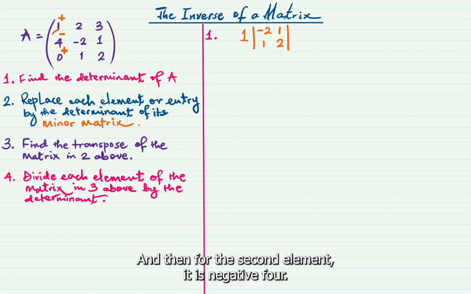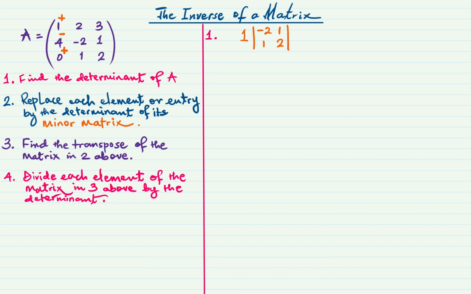And then for the second element, it is -4. So I'm going to put -4 here, cancel the row and cancel its column, so that what I have left will be the minor matrix 2, 3, 1, 2. And so 2, 3, 1, 2.